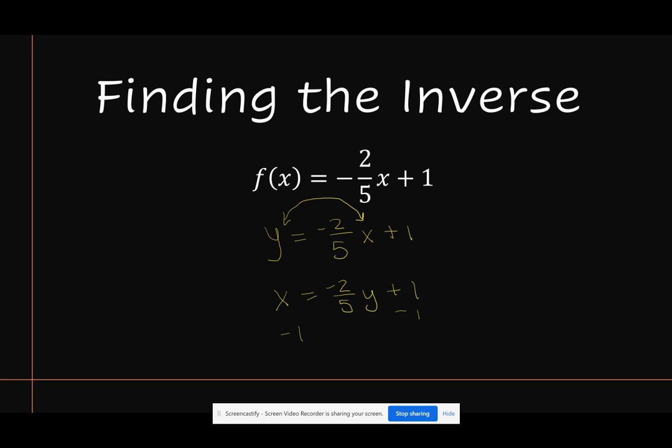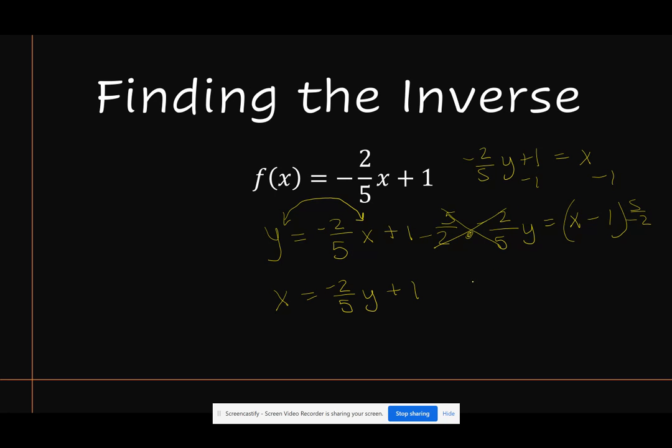So we're going to subtract 1. I'm going to rewrite it on the other side. So negative 2 over 5y plus 1 equals x. We're going to subtract 1. So negative 2 over 5y equals x minus 1. And we're going to multiply that whole thing by 5 over negative 2.